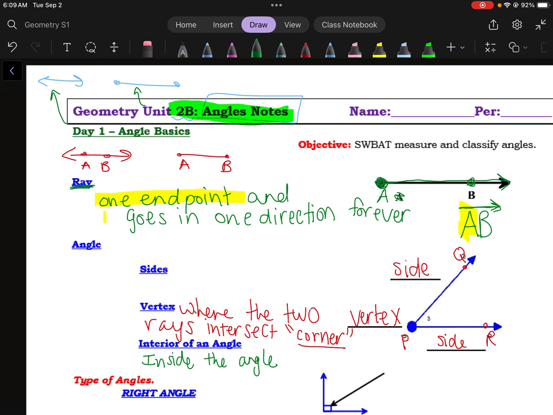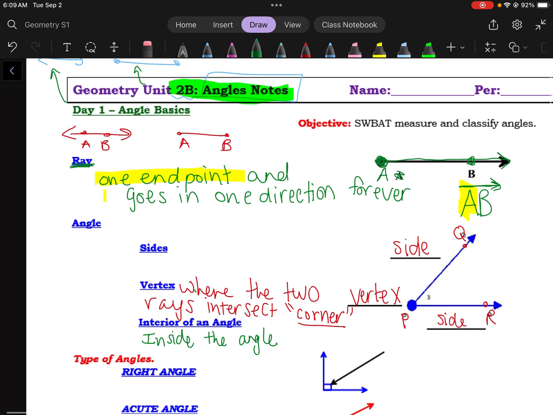So in order to create an angle, you have two sides that come together. A side is a ray of an angle. So it's one of the rays.